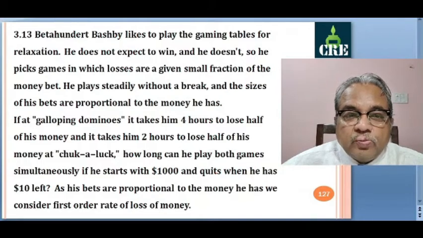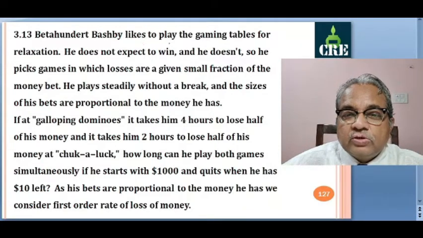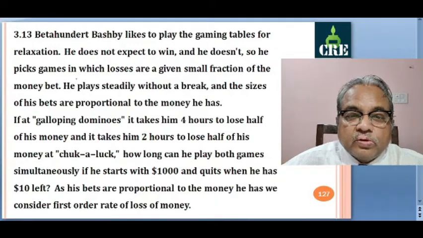Now here this 3.13 problem again is on gambling habits. So this person, his name you can call by any name, likes to play the gambling tables for relaxation. He does not expect to win and he doesn't. So he picks the game in which losses are a given small fraction of the money bet. So he takes smaller risks. He plays steadily without a break and sizes of his bets are proportional to money he has. Again, directly proportional.